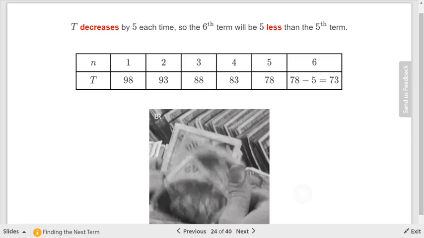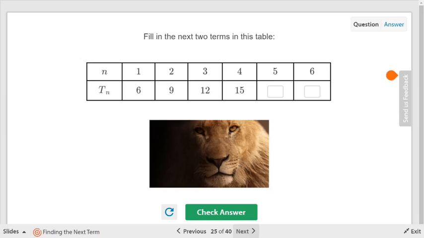Find the next 2 terms in this pattern. See if you can find it on your own. 18 and 21. 18 and 21, exactly. So this pattern, if we were to describe it in words, we would say the initial value is what? 6. And the numbers are doing what? Increasing by 3, right? Getting 3 more each time. So 3 more than 15 is 18, and 3 more than 18 is 21.